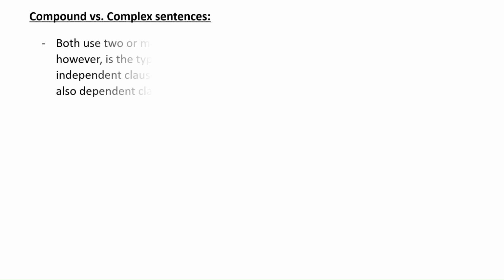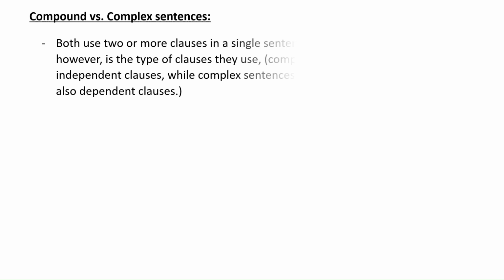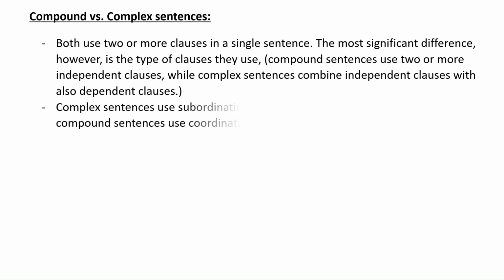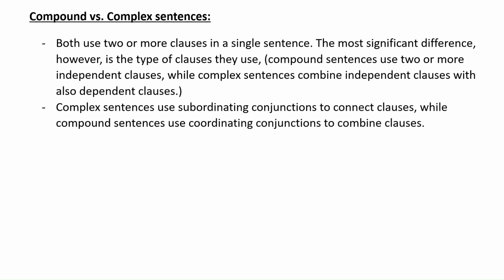Compound sentences versus complex sentences. Both compound and complex sentences use two or more clauses in a single sentence. The most significant difference, however, is the type of clauses they use. Complex sentences use subordinating conjunctions to connect clauses, while compound sentences use coordinating conjunctions to combine clauses.